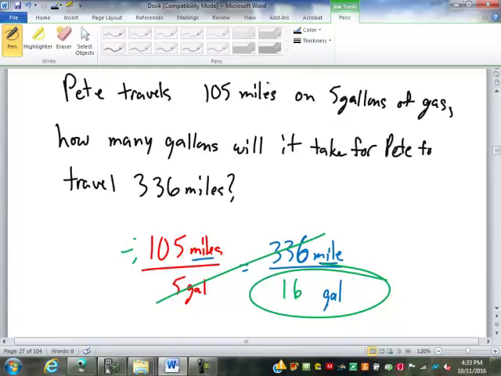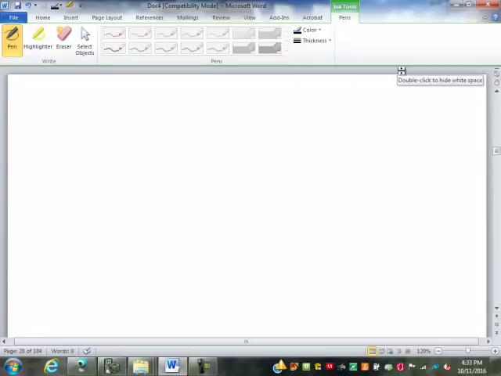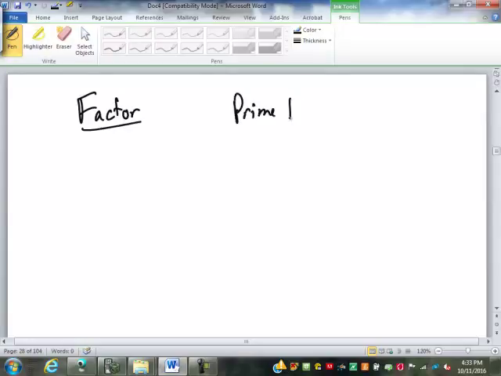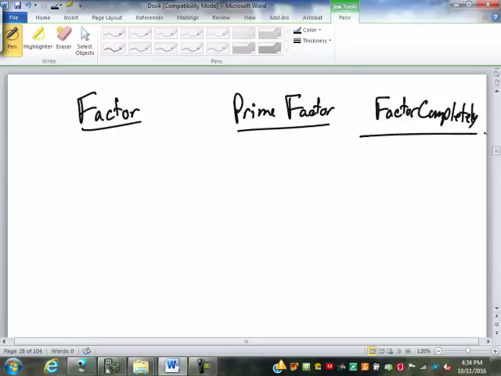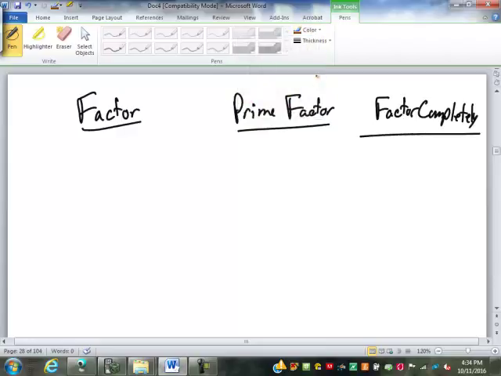Okay, and then the part that I'm sure needs a little bit of review, factoring. If I ask you to prime factor or factor completely, they both mean the same thing. If I give you 120 and ask you to prime factor, that's where we do our factor trees.